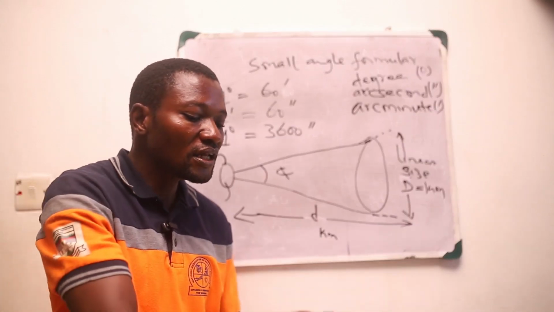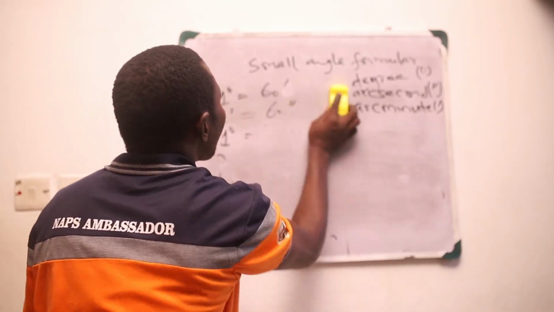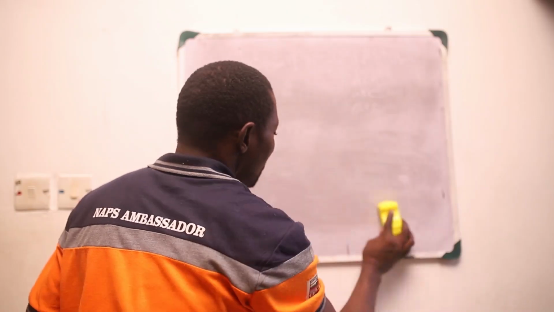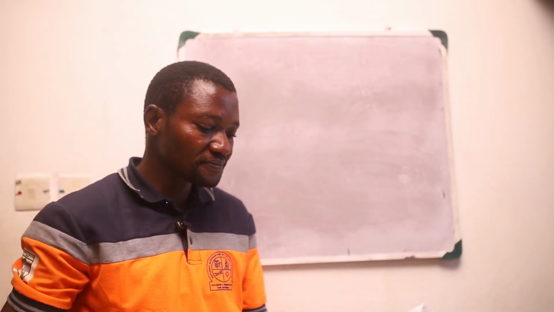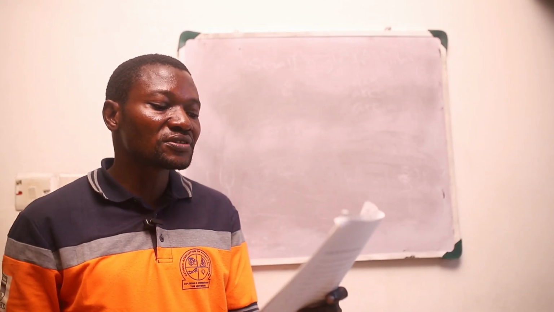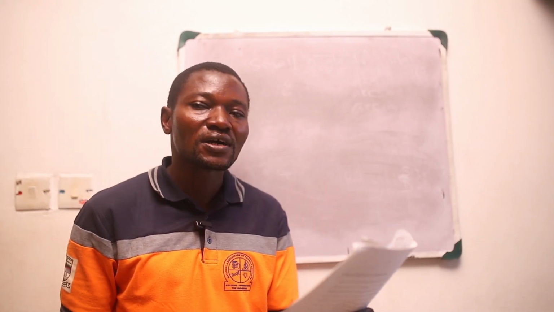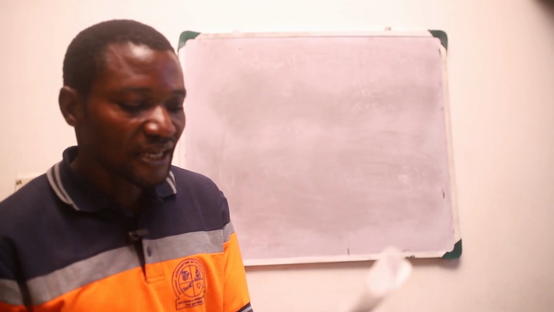Lastly, let's solve an example. We have a question here. On August 2013, Mars was 943 million kilometers from Earth and had an angular diameter of 31.2 arc seconds. Using the small angle formula, determine Mars' actual diameter.